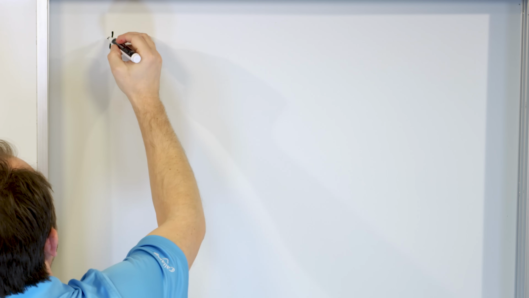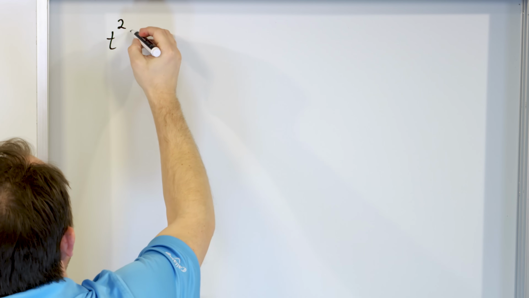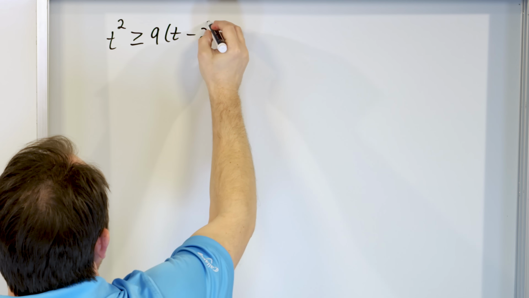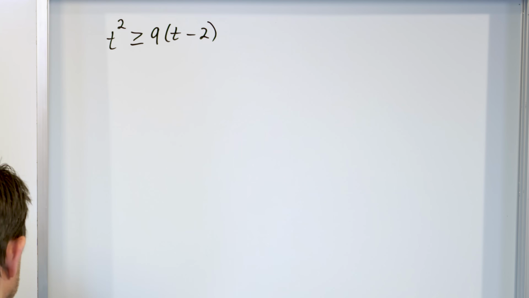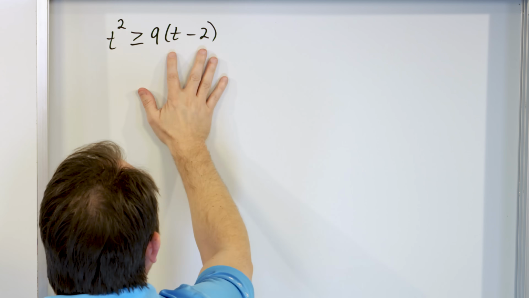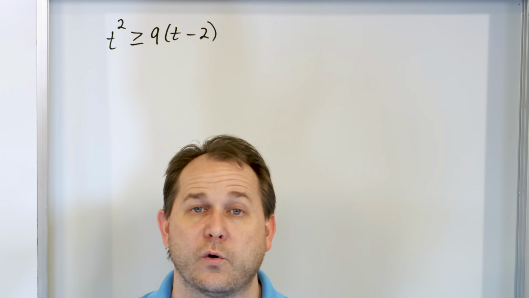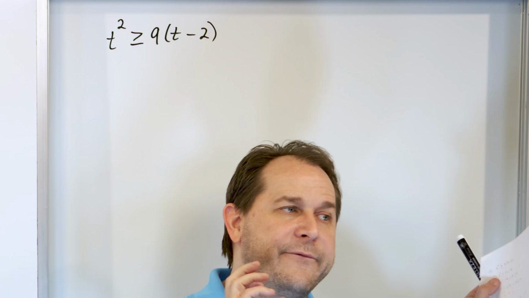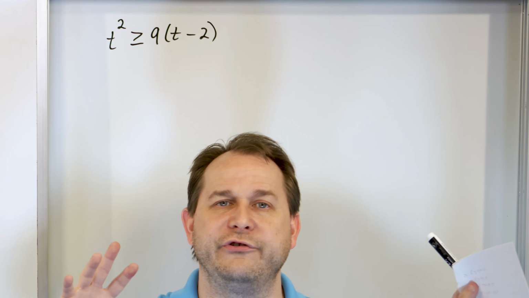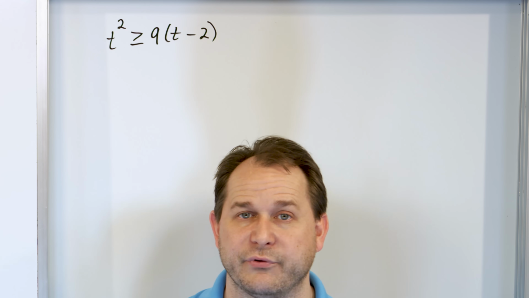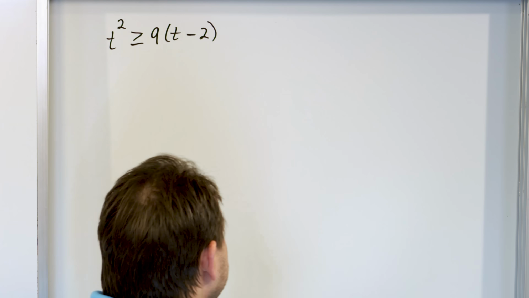Last problem of this lesson is going to be t squared greater than or equal to 9 times t minus 2. All right, so what we have is we have some t's on the left and we have some t's on the right. So much like I told you with the polynomial equations that we solved, I said, hey, if I have variables on the left and variables on the right, I want you to multiply everything out, collect everything on one side, and then proceed with the solution. And that's what we have to do here as well.